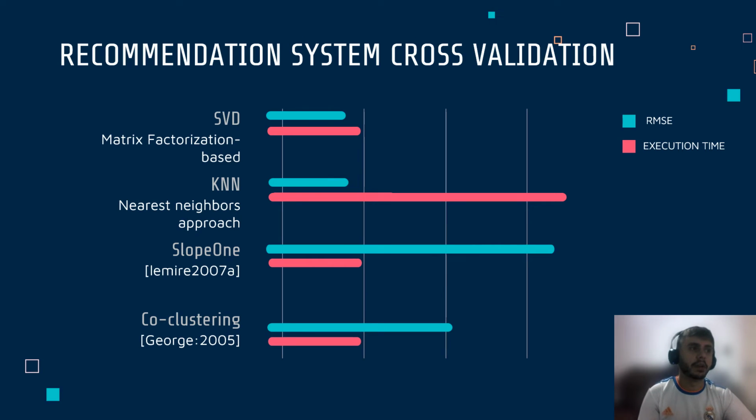So I performed a cross validation to choose the best algorithm from these four models: SVD, KNN, Slope One, and co-clustering. The best one is SVD. SVD is a generalization of matrix diagonalization, and the result of SVD is a rating between user and product.